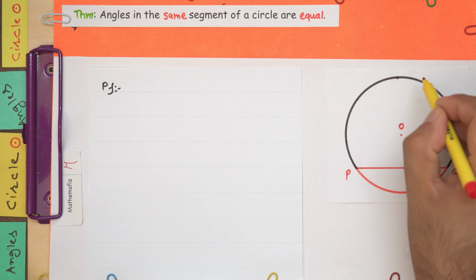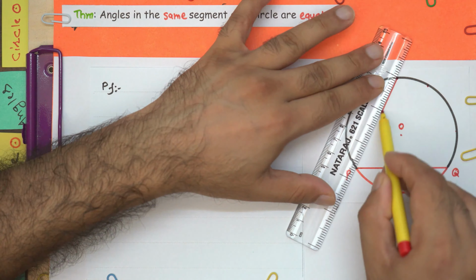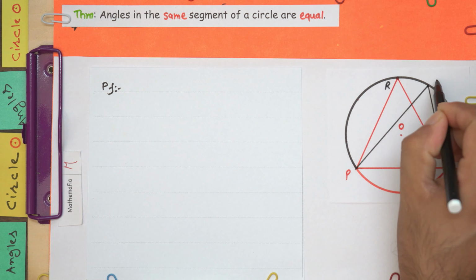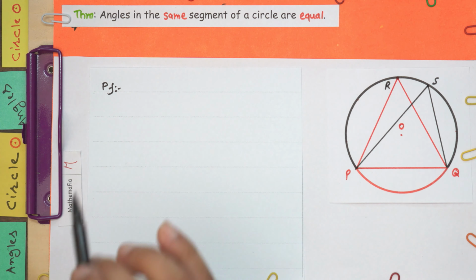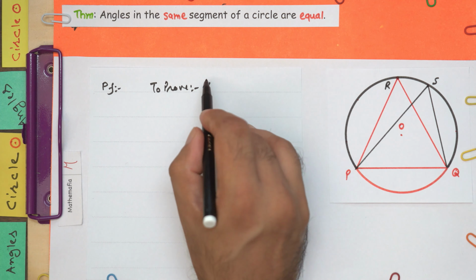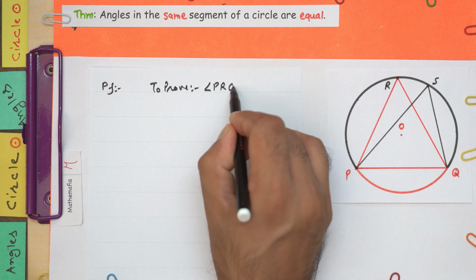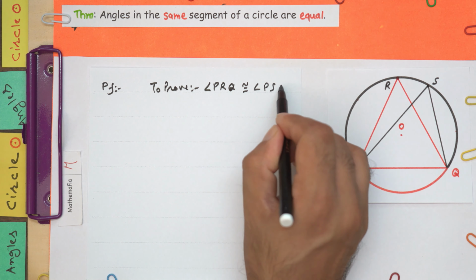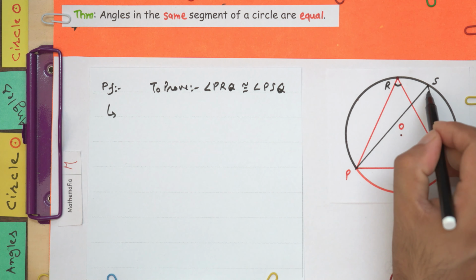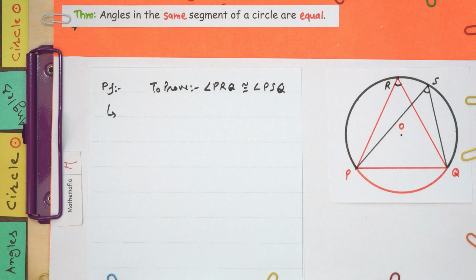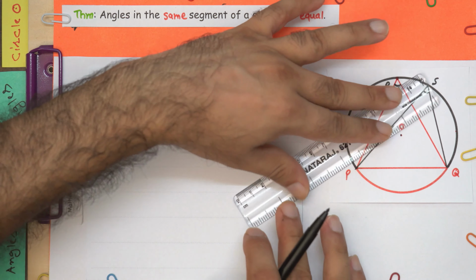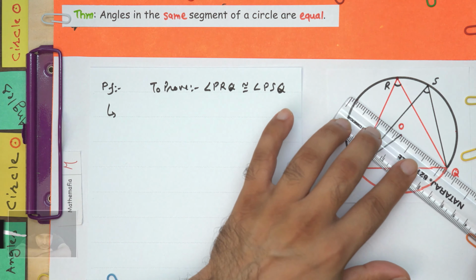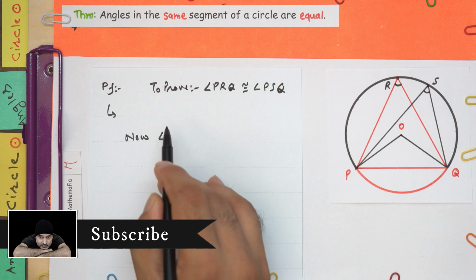So let us consider these 2 points to prove this theorem. Now I will call this point as R and this point as S. What I have to prove is angle PRQ is congruent to or equal to angle PSQ, which means I have to prove this angle and this angle are equal to each other. Now I will do one more thing. Join PO and join QO.